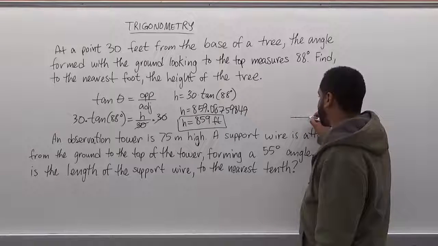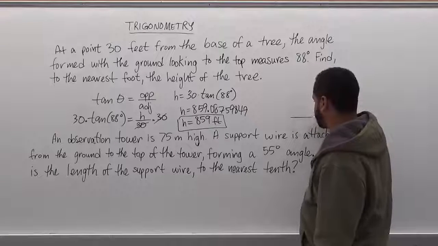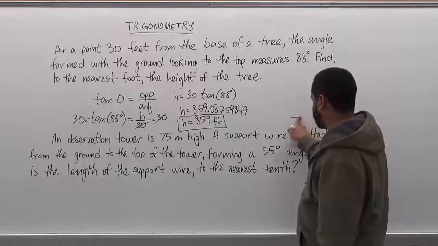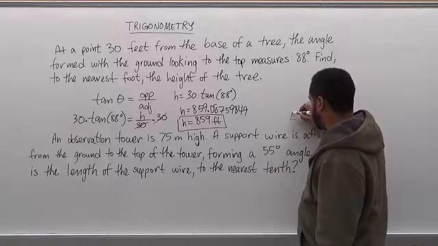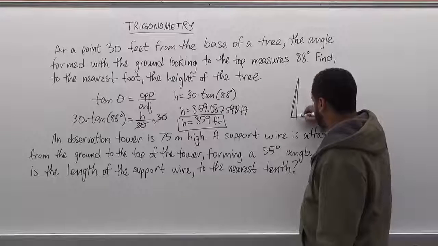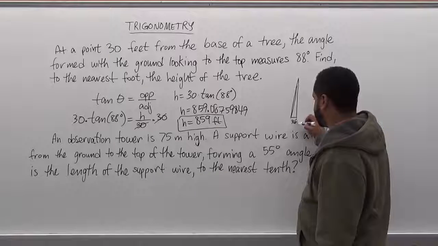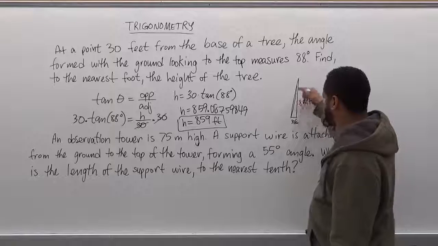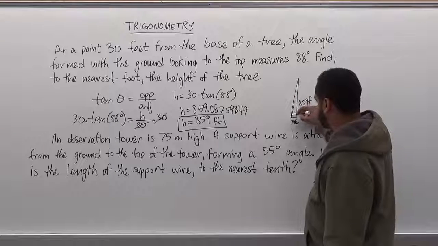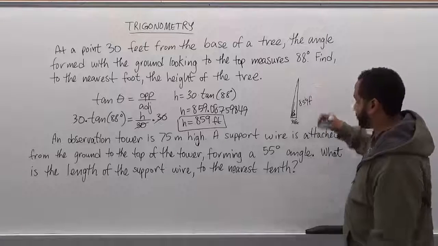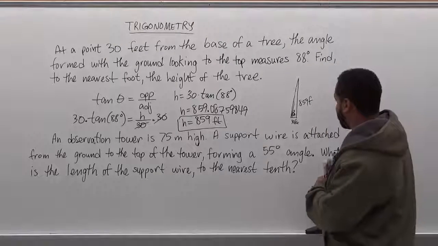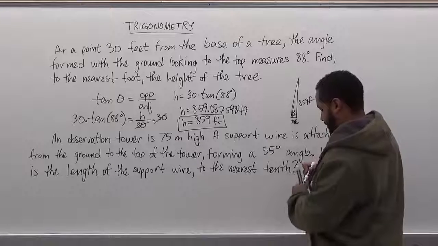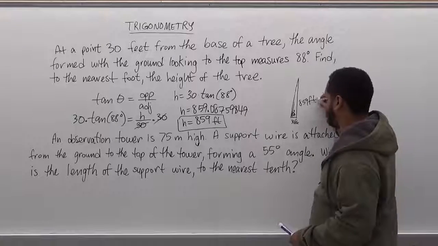So we know the angle is also 88 degrees, which is close to 90. So this is actually going to be a very short distance and a very long way up. And this will be our 30 feet down here. Our 859 feet will be here at the base of the trunk. And this will be our angle of 88 degrees. And this is for more accuracy, to avoid the confusion that we have a very small tree when we see it's 859 feet. It's actually very, very big.